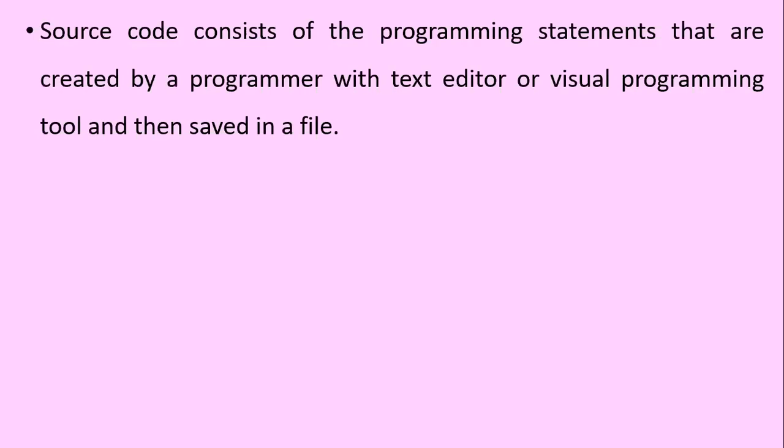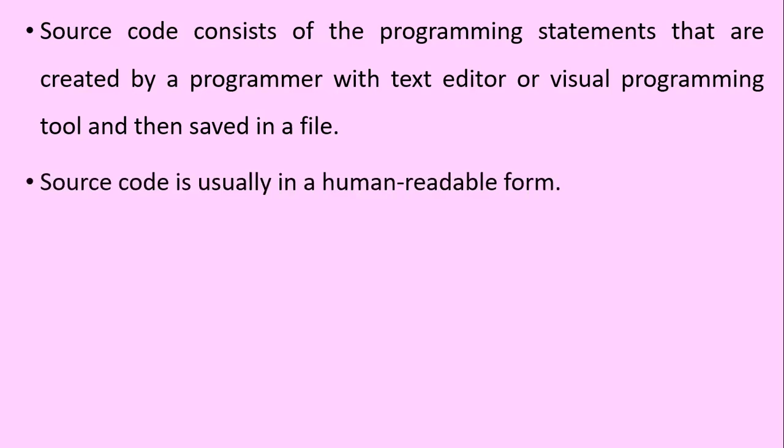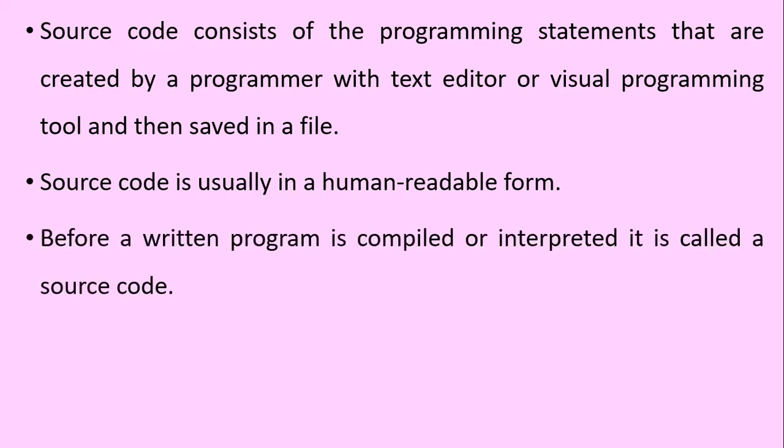Source code consists of the programming statements that are created by a programmer with the text editor or a visual programming tool and then saved in a file. Source code is usually in a human readable form. Before a written program is compiled or interpreted, it is therefore called a source code.